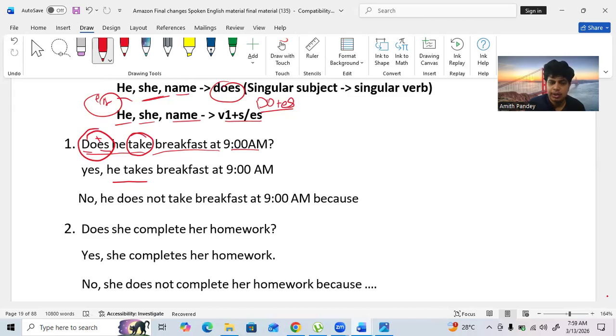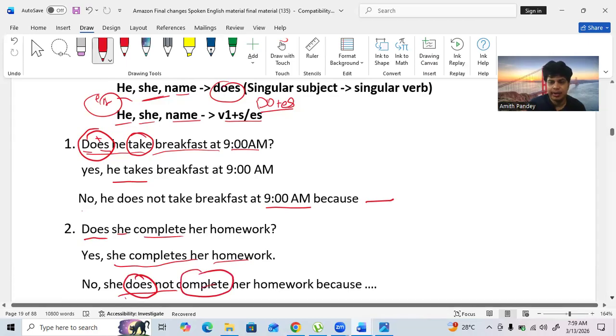If it is no, then no, he does not take breakfast at 9, whatever the reason, because he gets up late, or whatever the reason, right? Next, does she complete her work? Yes, she completes her work. No, she does not complete. As you can see, whenever I'm using does, I'm using V1. Hope you are getting the point, everyone.